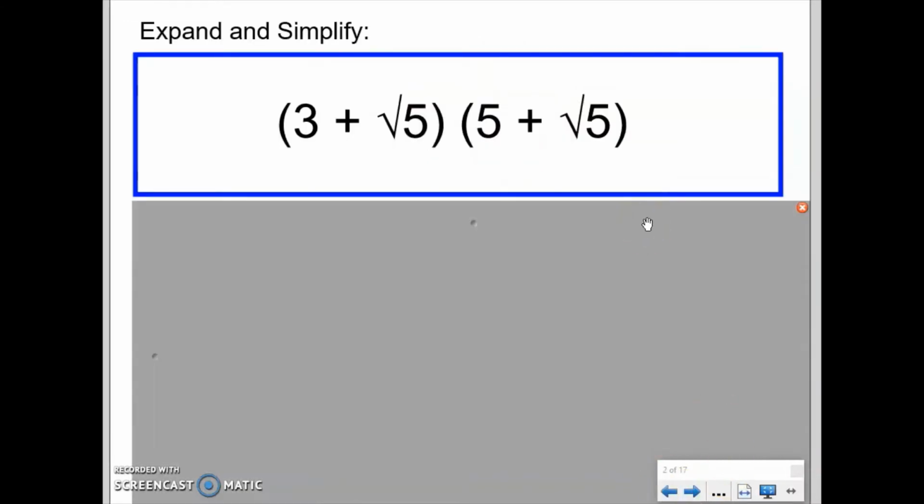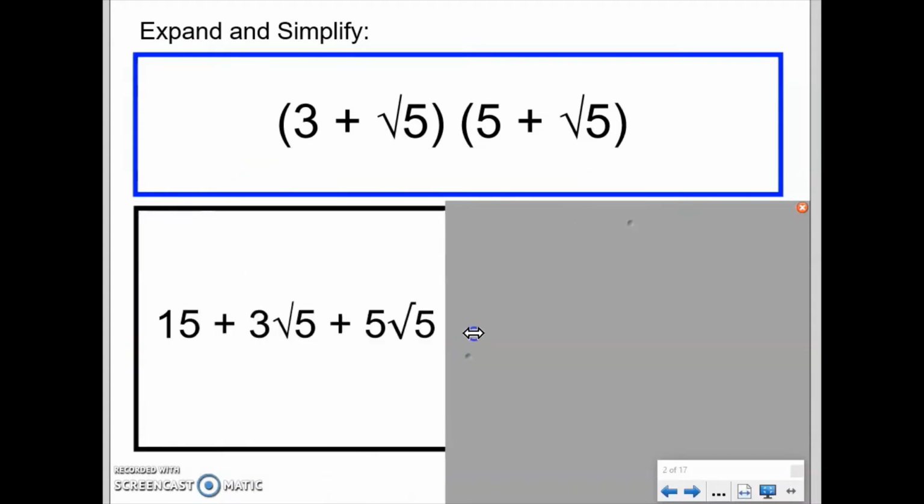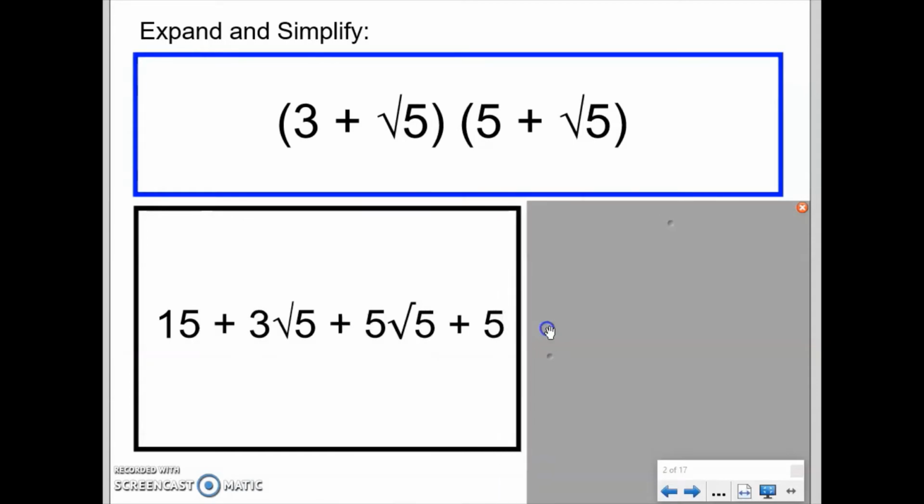So let's apply that idea to expanding this double bracket, including some surds. We've got an irrational value of root 5. That's going to cause me some little complications as I go through and do my expansion. Okay, this is what I'm aiming for. So let's see how I got there. 3 times 5 gives me 15. Very straightforward. Then I do 3 multiplied by root 5, which gives me 3 root 5.